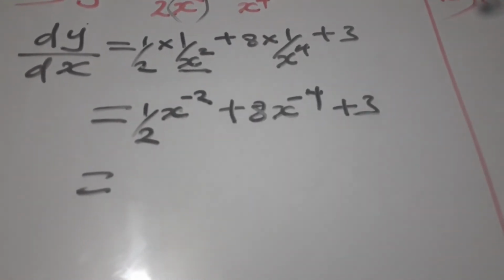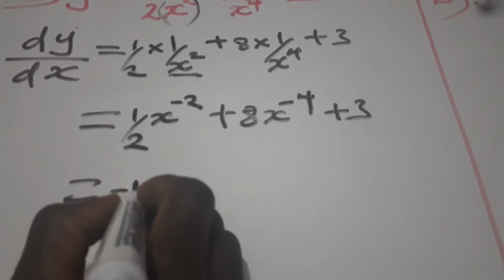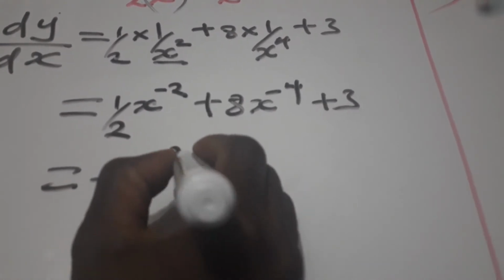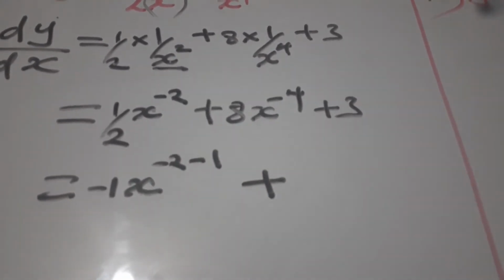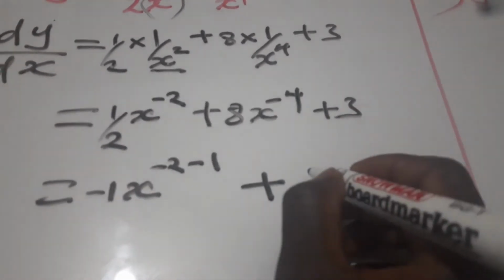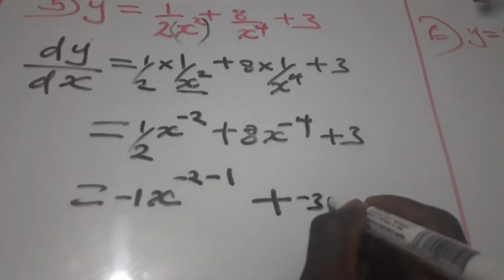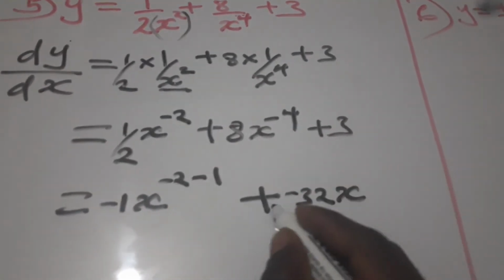Negative 2 multiplied by a half will be negative 1 x, and then negative 2 minus 1, plus negative 4 multiplied by 8 is going to give us negative 32 x. Remember, after multiplying, we subtract.